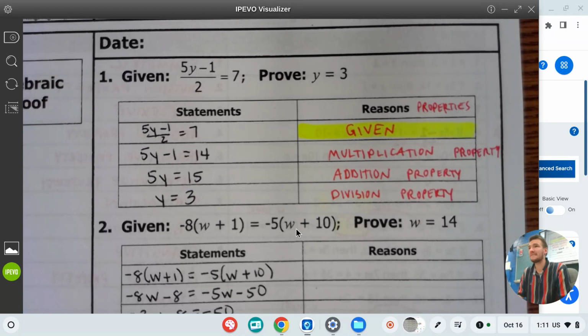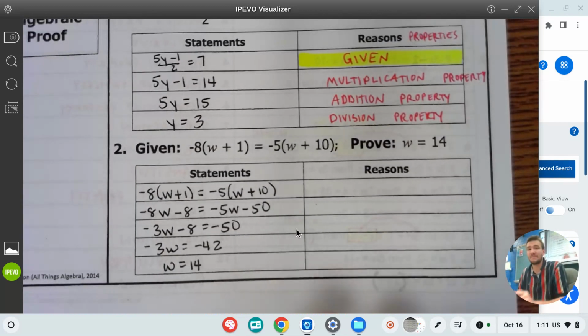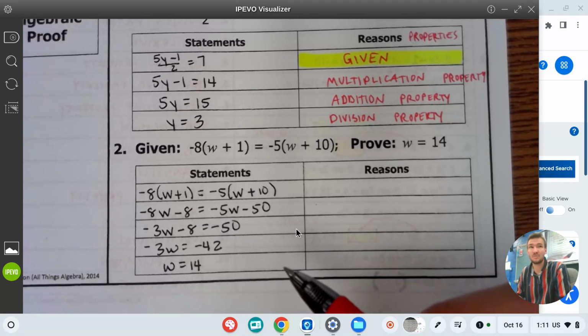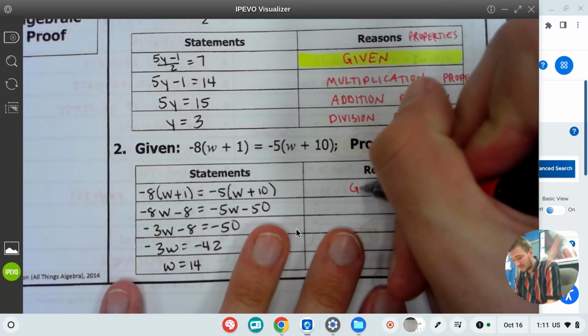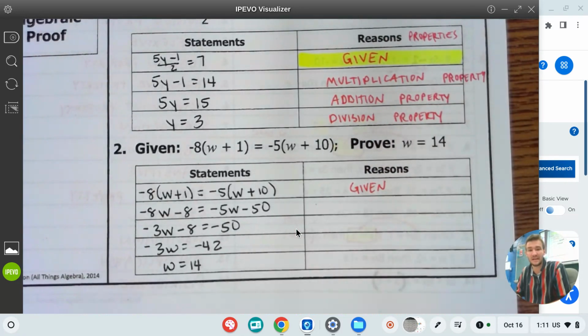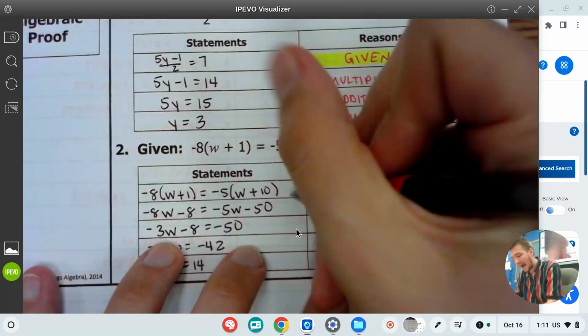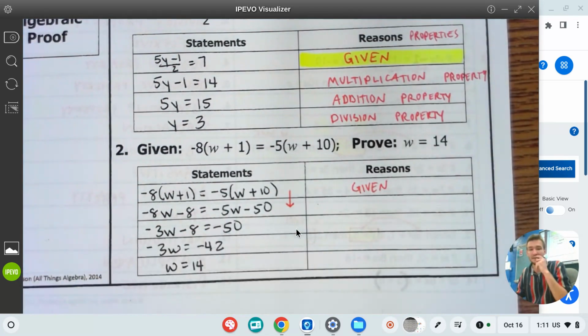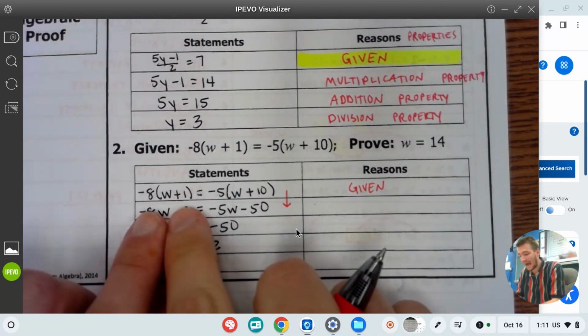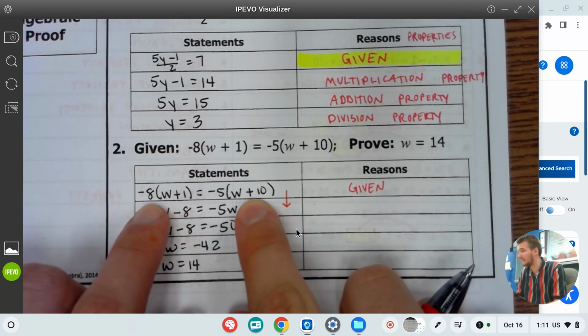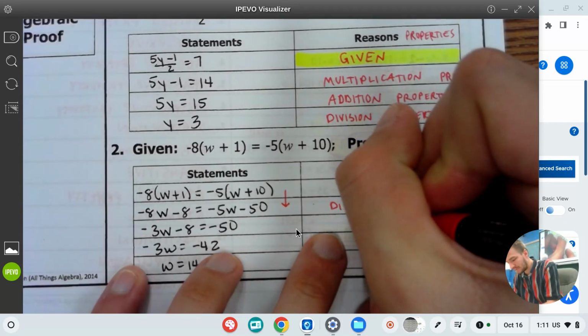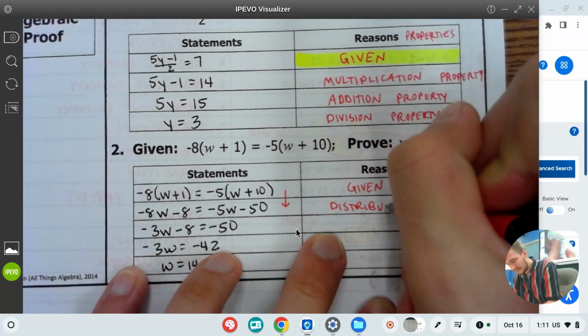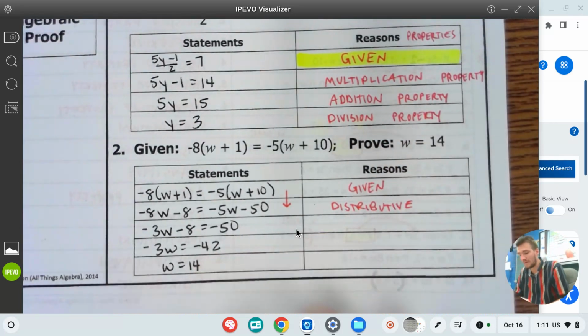A lot of people like to say, I hate proofs, but the reality is they probably haven't tried it, okay? All you need to do is try to figure out what did that student do, okay? They were given the question. We can put given as the first one, okay? How did they get from line 1 to line 2? What happened here? I see a bunch of parentheses. Distribute, easy. Distributive, excellent. Then we move on.